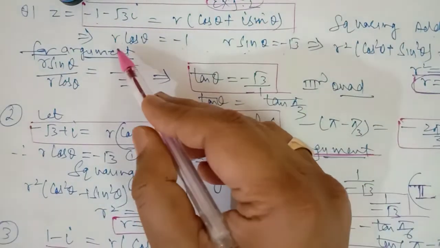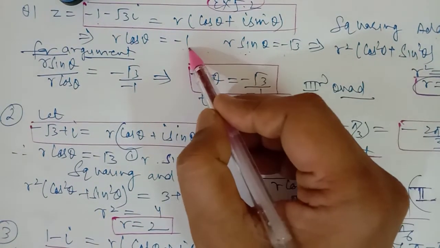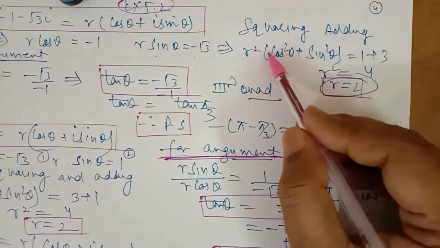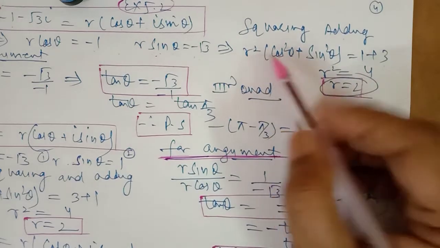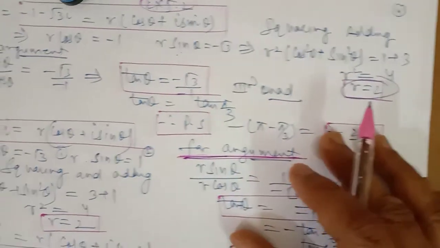So when you square and add, it becomes r square cos square theta plus r square sin square theta in the left hand side, and minus 1 square plus minus root 3 square in the right hand side. So cos square plus sin square equal to 1. So r square comes out to be 4, so r is equal to 2. The modulus of this complex number is 2.